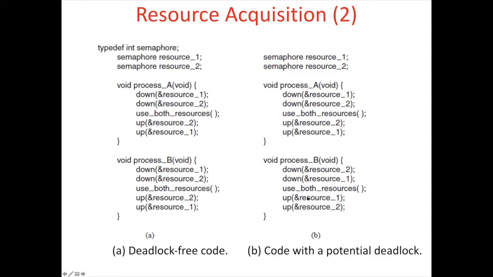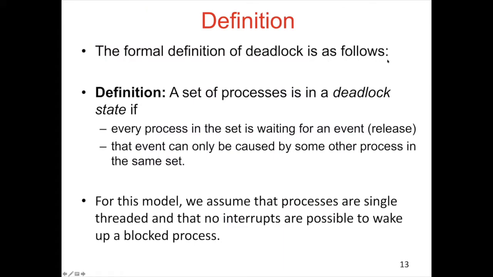And if the concurrent execution of the processes A and B goes such that down resource 1 by process A, then down resource 2 by process B, and then down by process A on resource 2, and then down by process B on resource 1, this results in a deadlock, as we have seen in the example related to printer and tape previously.